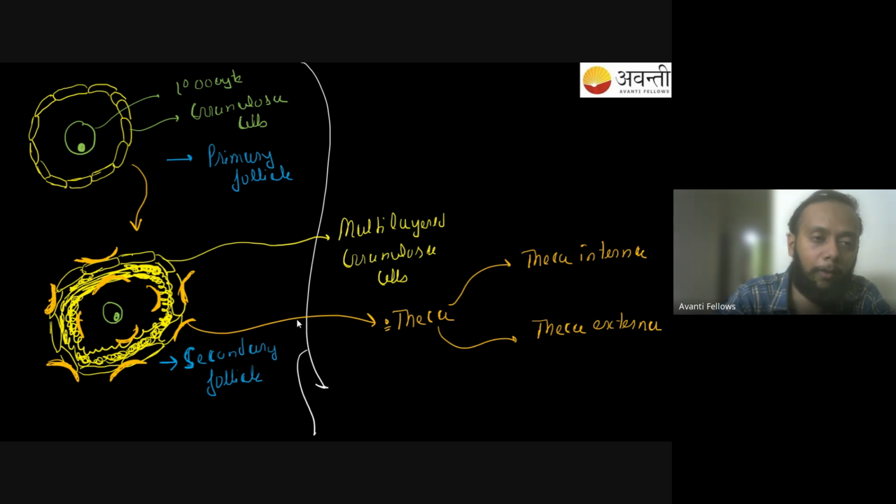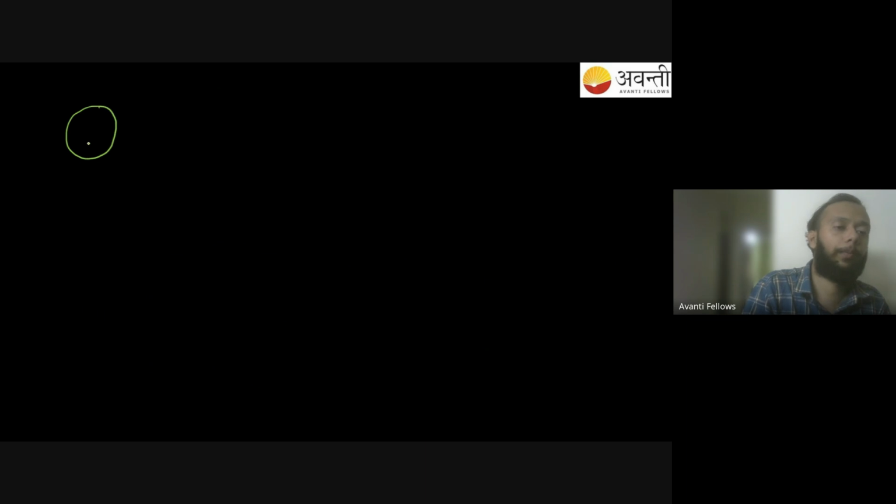There's one thing you have to understand here, which is your oocyte, which you have in the center. You have a primary oocyte in the center, and it is covered by a layer. This layer has to be remembered. It is covered by a layer, and that layer is called my zona pellucida.